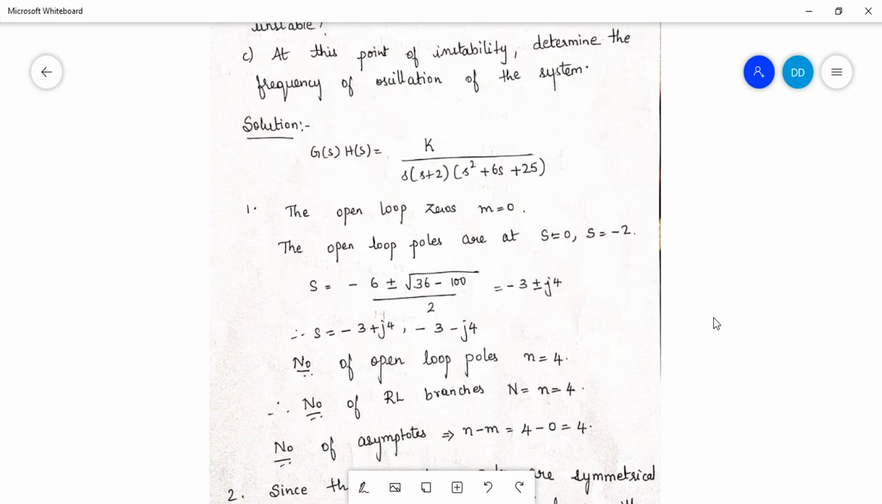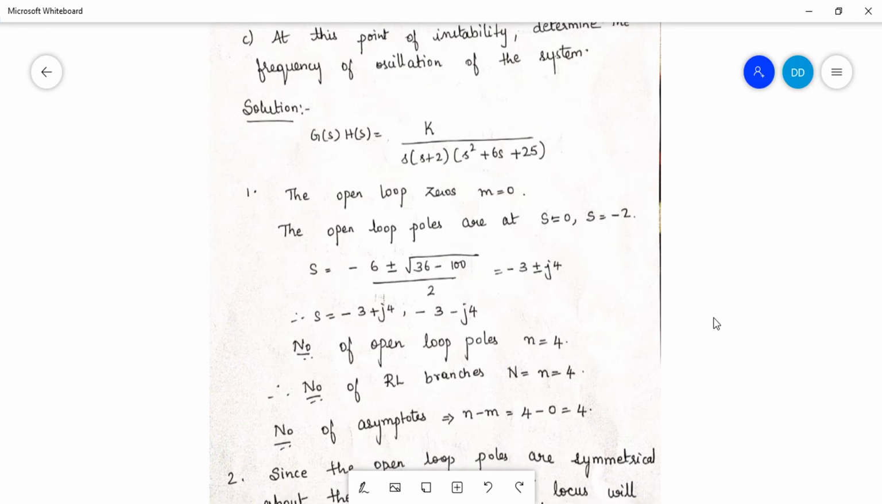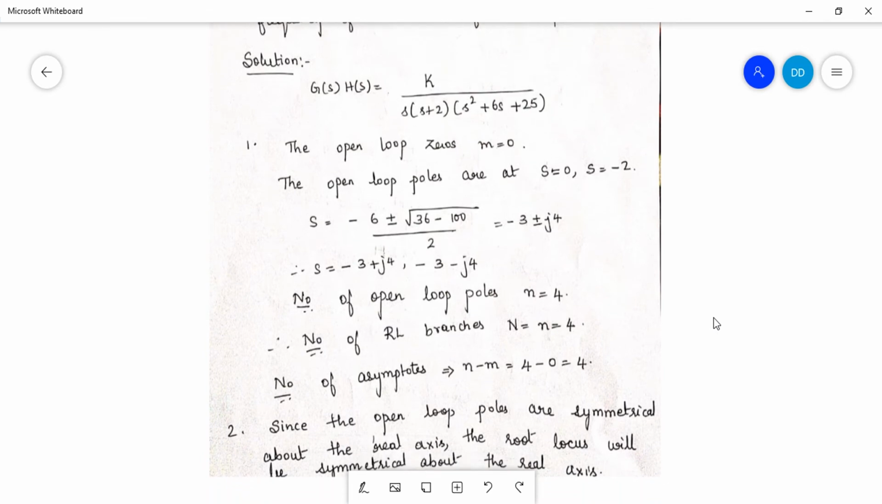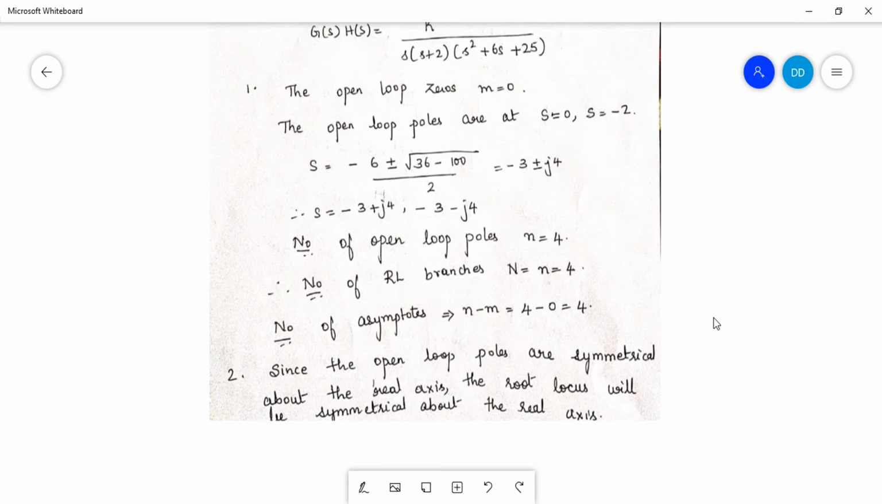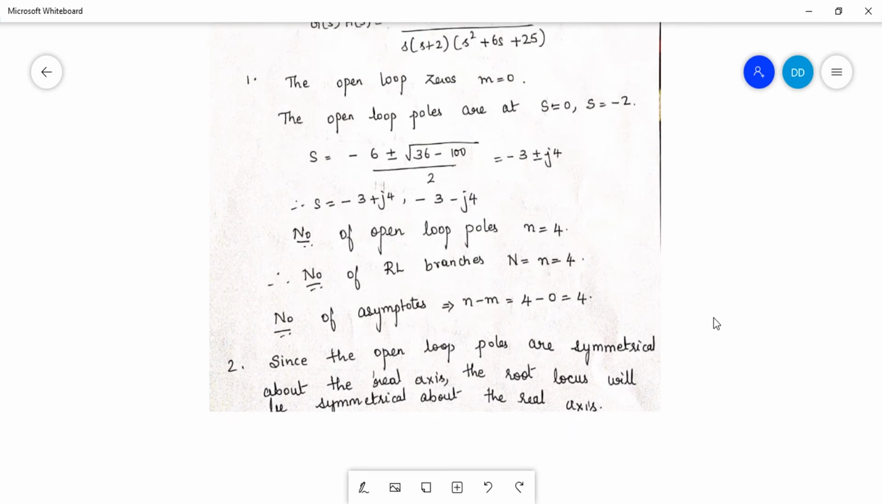So the total number of root locus branches: here the number of poles is greater than the number of zeros, so the number of root locus branches will be equal to 4. Then what is the number of asymptotes? The number of asymptotes is given by the number of poles minus the number of zeros, which is again equal to 4. Since the open loop poles are symmetrical about the real axis, the root locus will be symmetrical about the real axis. That means you get the mirror image.